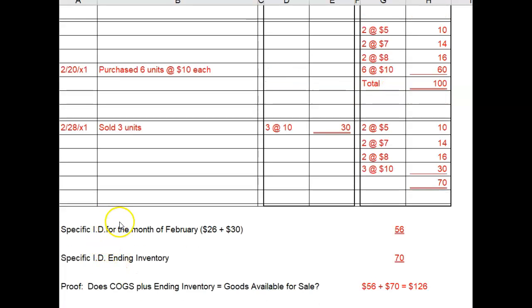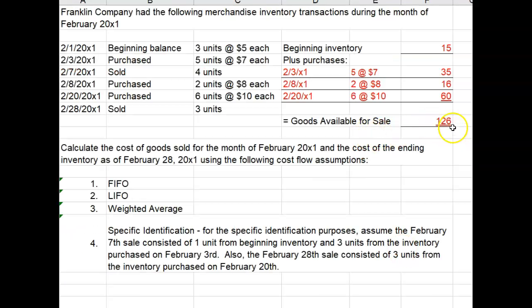So did you come up with cost of goods sold for the month of February using specific identification of $56? Did you come up with specific identification ending inventory of $70? And does the proof work? 56 of cost of goods sold plus 70 of unsold inventory, or inventory at the end of the month, equals $126, which was the goods available for sale throughout the entire month.